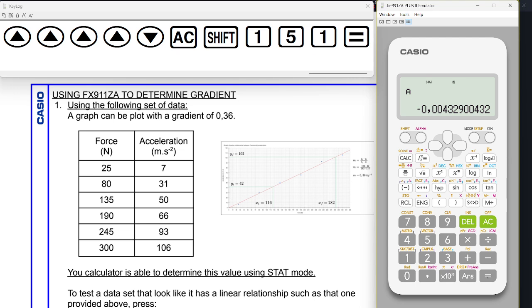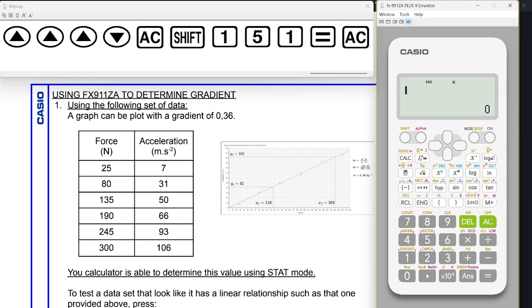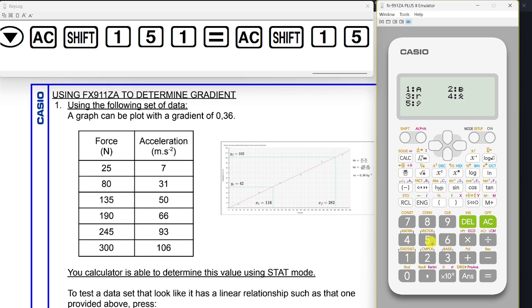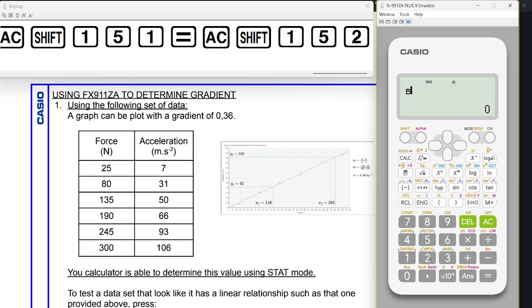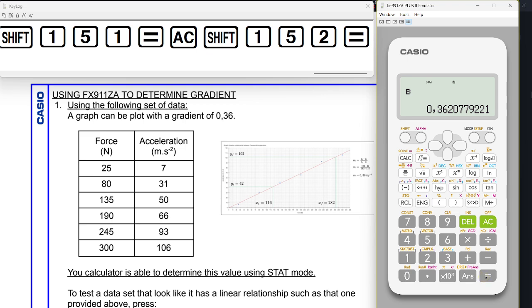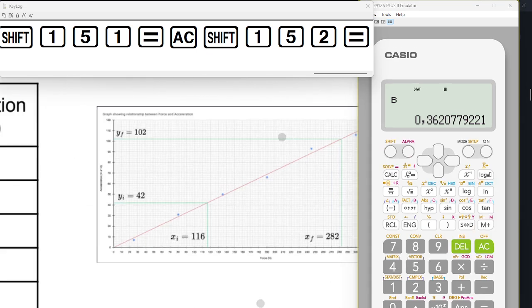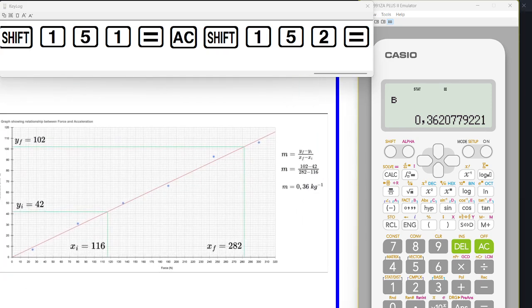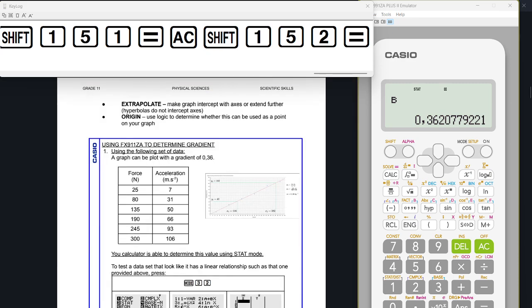And then if we press AC again, Shift, Stat, back to regression, and press 2, that's now going to be our gradient. And you can see that I did plot this whole graph, and even reading from the graph, we get that same gradient there of 0.62. So the nice thing is the boys can at least see if their gradient's correct.